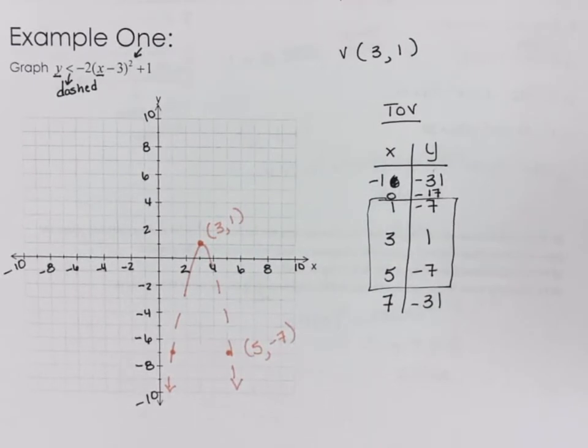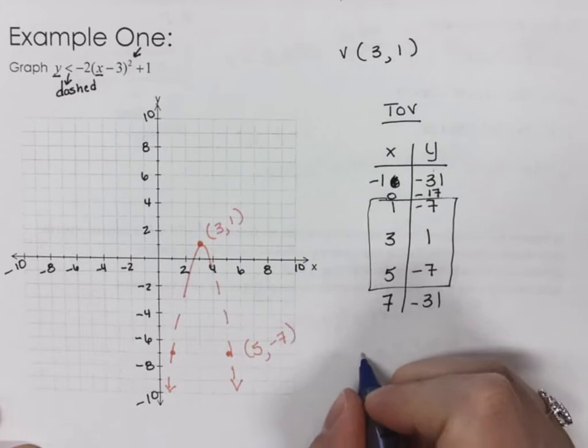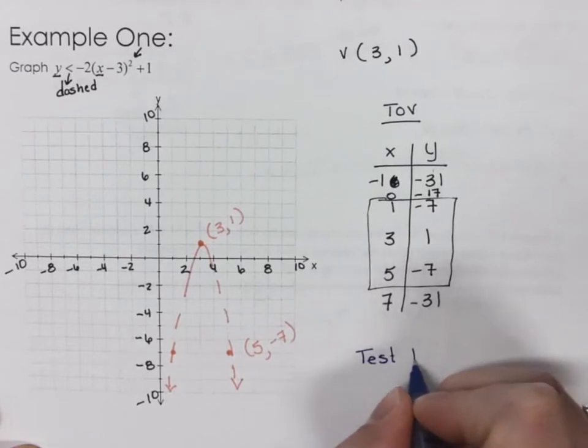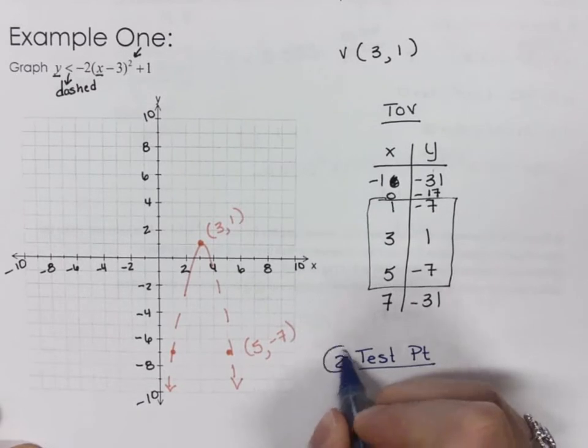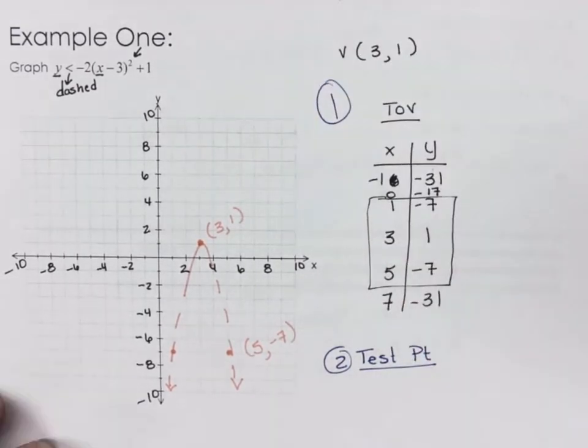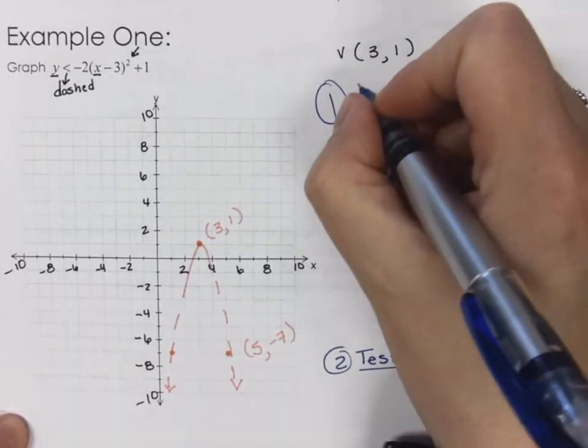Now we're gonna pick a test point. So now we've done our boundary, so now the test point helps us for the shaded, right? So the test point is step 2. Step 1 was graphing the boundary.